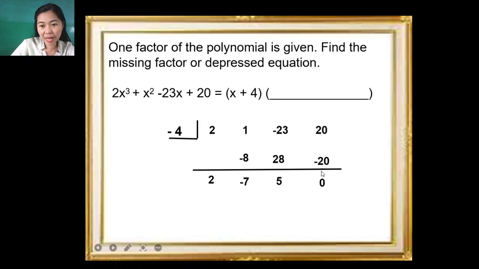Wherein, dulo natin is 0. Ibig sabihin, factor talaga siya. So, pag hindi kasi siya nag-0, may mali. Kasi nanggaling na siya sa factor. Dapat 0 talaga yung lalabas.